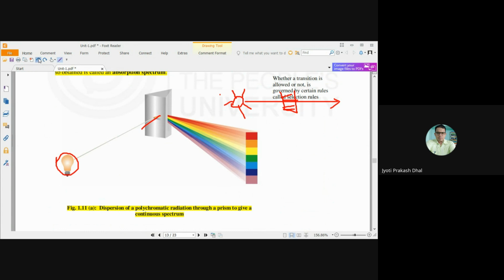So in the first case, this is the source of electromagnetic radiation, and that radiation passes through a prism, which gives rise to an electromagnetic spectrum. Here you will find different electromagnetic radiations arranged in increasing or decreasing order of wavelength. That means there will be a continuous spectrum, with no missing wavelength.